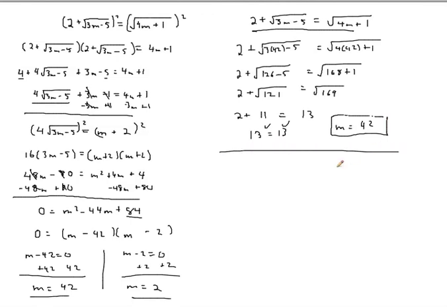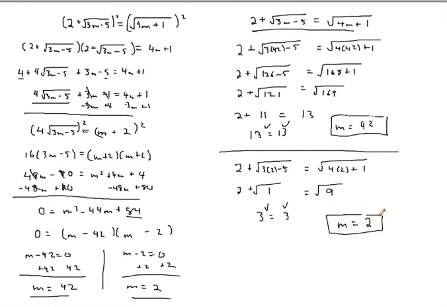So now let's verify where m is equal to 2. So we're going to go 2 plus the square root of 3 times 2 minus 5 is equal to the square root of 4 times 2 plus 1. And that gives us 2 plus the square root of, well, 6 minus 5 gives us 1. And 8 plus 1 gives us 9. And the square root of 1 is 1, so 2 plus 1 gives us 3. And the square root of 9 gives us 3, so that's equal. So we also verified that m is equal to 2. So we have two solutions for this original equation, where m is equal to 42 and where m is equal to 2, and we verified the solutions.